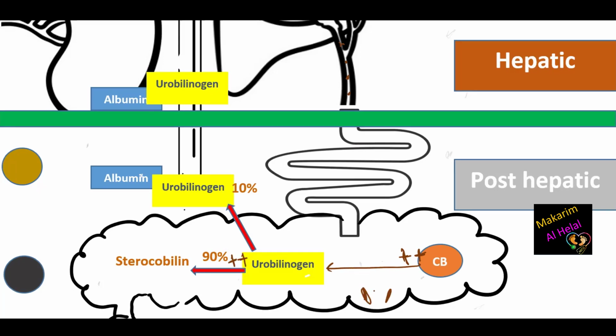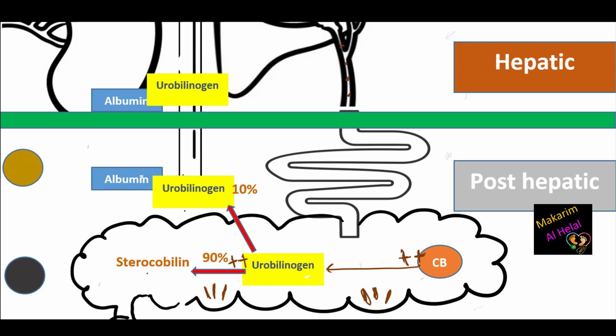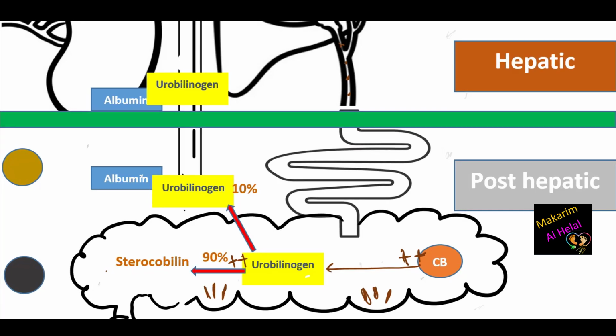through special bacteria in the intestine. Urobilinogen is lipid soluble. 90% of urobilinogen is converted to stercobilin through special bacteria also. But here the feces will be darker because of the high level of urobilinogen. So stercobilin gives the feces a dark color because of the high level of urobilinogen. What about the remaining 10%? It is recycled.